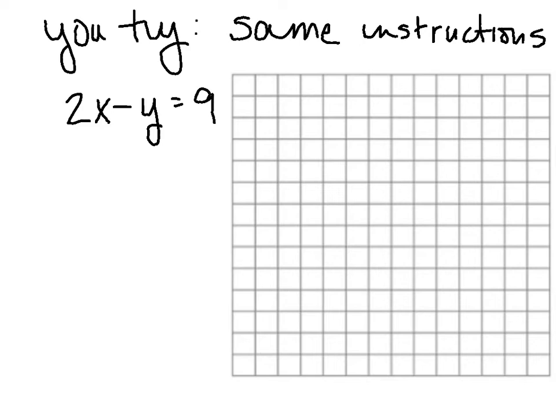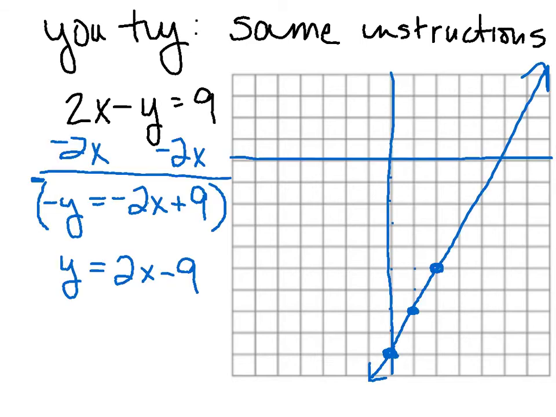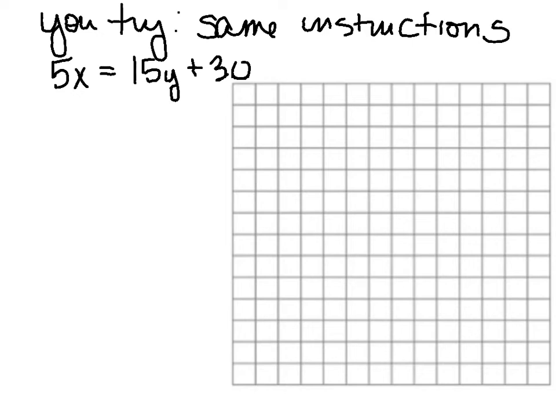Okay, you try it. I'm going to push pause, and you need to solve this for slope-intercept form and graph it. All right, I solved for y. Please note, y is negative, so I multiplied the entire equation by negative, changed the signs. Positive y, positive 2x, -9. Graphed it. Y-intercept is -9, slope of 2: positive 2, positive 1, positive 2, positive 1.